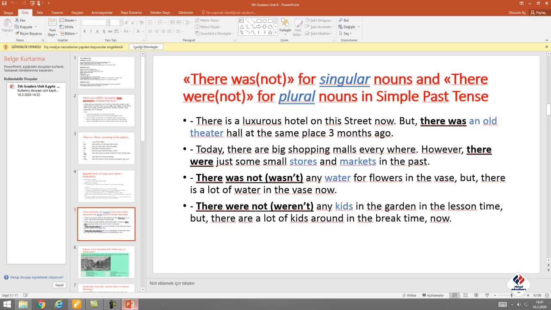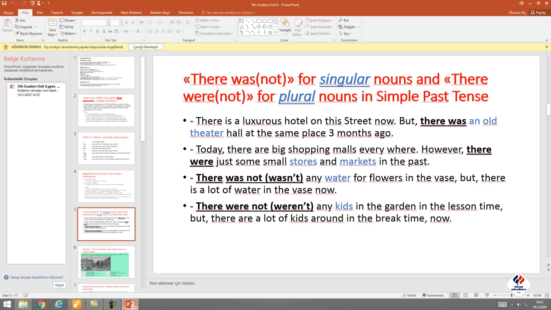There is a luxurious hotel on the street now, but there was an old theater hall at the same place 3 months ago. The first sentence is a present tense statement. However, the second sentence is a past statement. Can we see the old theater here anymore? No, of course we can't, because it was there. There was an old theater in the past, but today there isn't an old theater, but there is a luxurious hotel on the street.